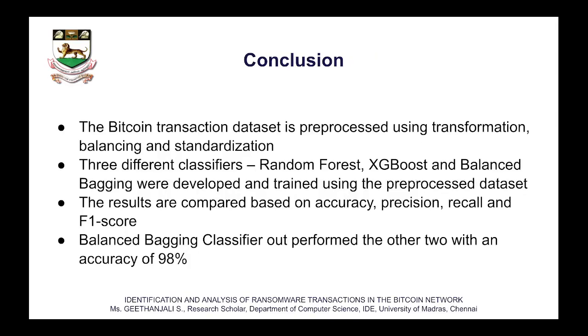So the conclusion of my work is that, based on the performance of these three classifiers on the pre-processed data set, and comparing them in terms of accuracy, precision, recall, and F1 score, it can be concluded that the balanced bagging classifier outperformed the other two with an accuracy of 98%. Hence, this was able to identify the transactions and correctly classify them as ransomware payments or normal payments.